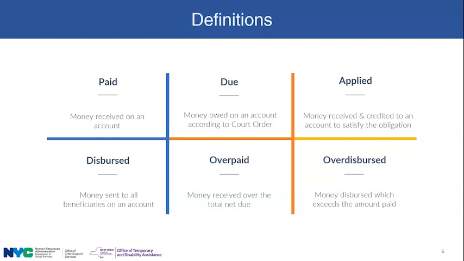Next is overpaid. Overpaid is money that is received on the account that exceeds the total net due on the account. And last but not least, over-disbursed is the amount that is disbursed which exceeds the amount that was paid on the account.